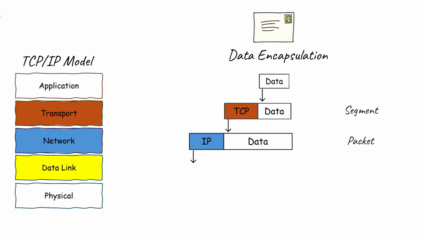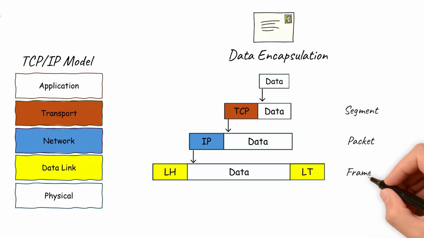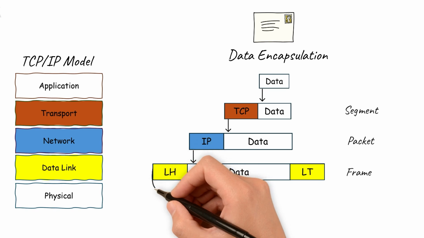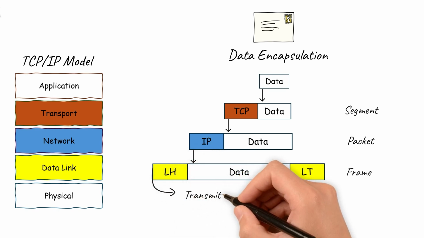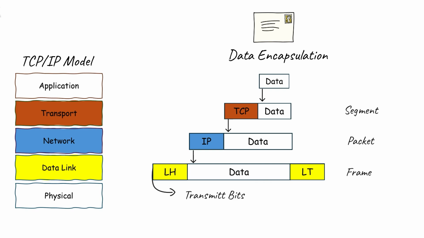Finally, we reach the access layer, where we add a header and trailer, turning the packet into a frame. This frame is what actually gets sent across the physical medium, like a cable or Wi-Fi. That's how encapsulation works, each layer wrapping the data to prepare it for the journey.